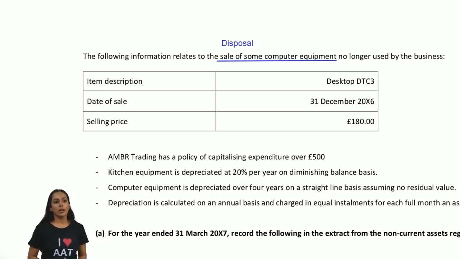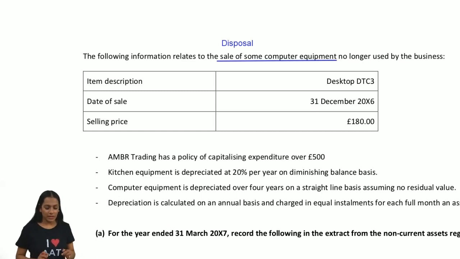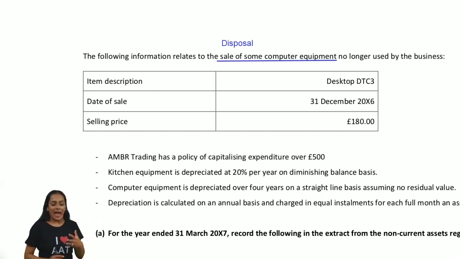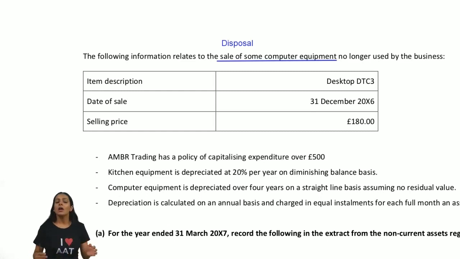Capitalisation is going to occur if you spend money buying non-current assets or enhancing non-current assets. But this question here is stating very clearly that AVBK has a policy of capitalising expenditure over £500. Which means if you spend more than £500, you can recognise that as an asset on the statement of financial position. But anything below £500 will be classed as a revenue expense, and these will be taken to the statement of profit or loss.